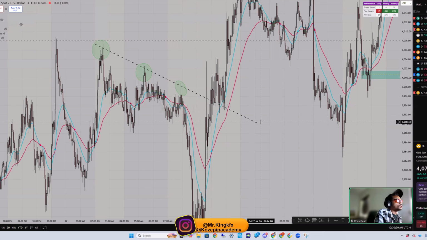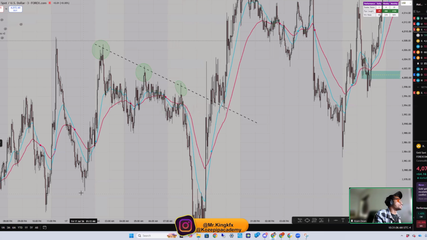You want to use it on the higher time frames to get your directional bias, and it's going to be a lot more accurate. But even on the smaller time frame, I'm still going to show you guys how you can take advantage of this. Same thing, right? 1, 2, 3 setups, 3 reactions.